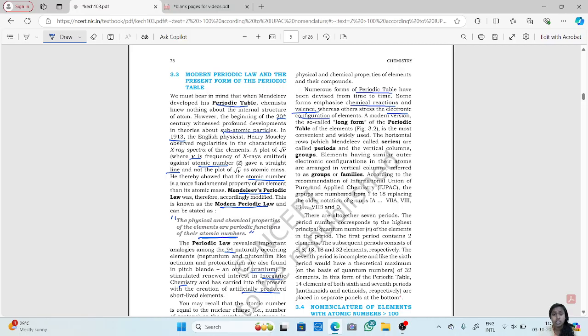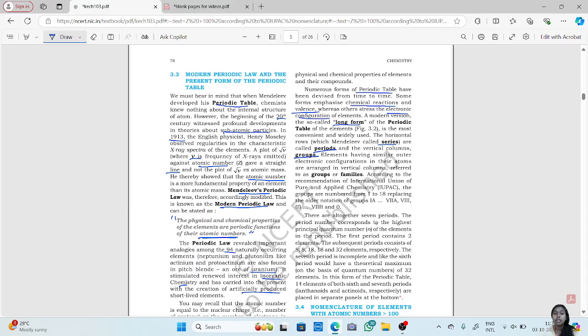Now, the modern version, the so-called long form of the periodic table of elements, is the most convenient and widely used. The horizontal rows which Mendeleev called series are now called periods, and the vertical columns are groups. Now we have periods and groups.